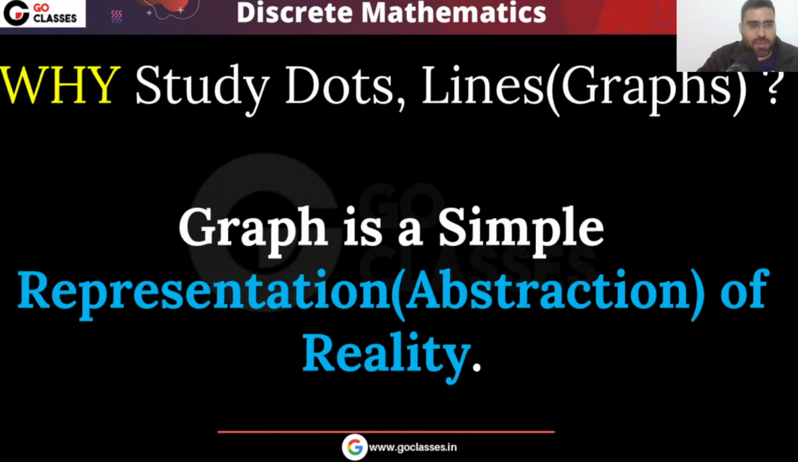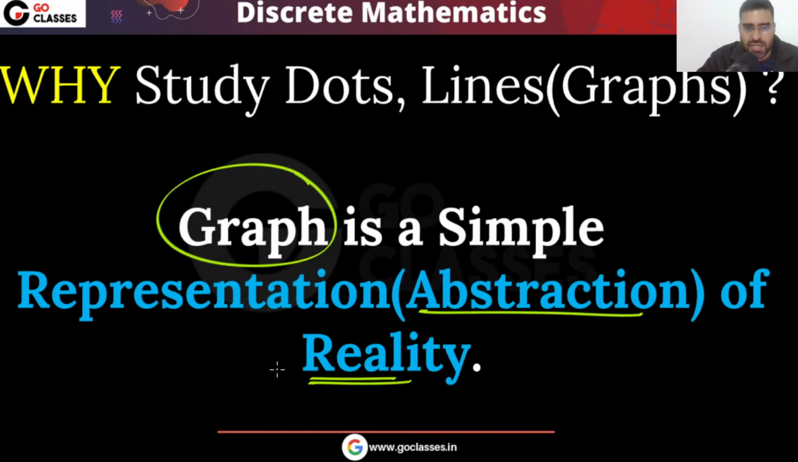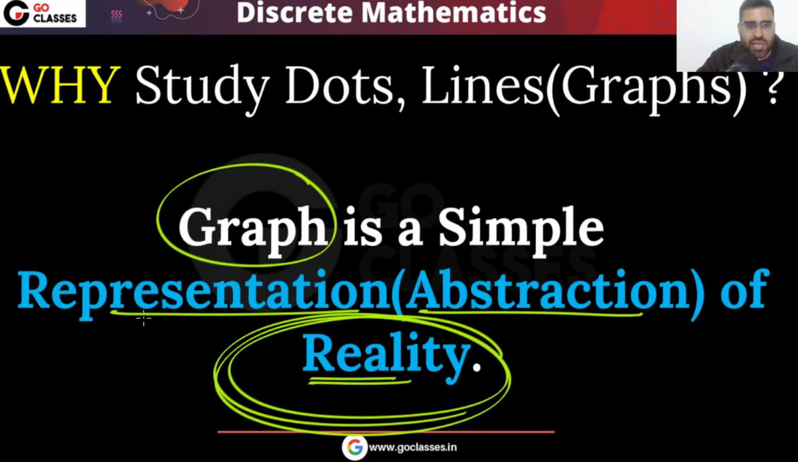So this is the simple point. If anyone asks you what a graph is, you will say that a graph is an abstraction of reality. A graph is a representation of reality. If we want to study reality, we can convert this reality into a graph, and then study the graph. So this is the idea.